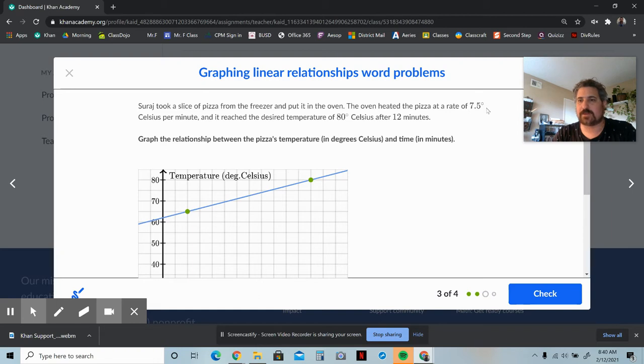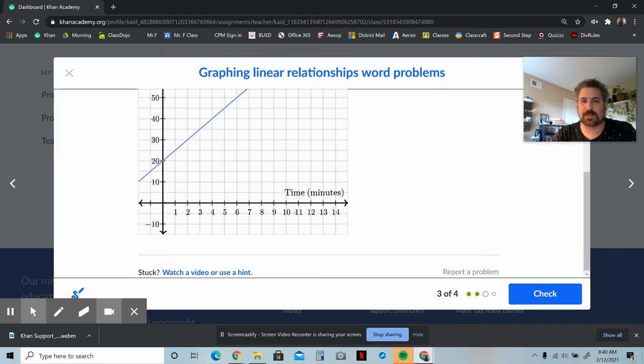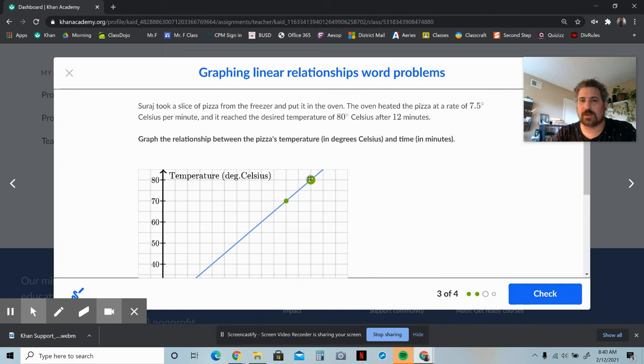So 7.5 isn't going to work, but if you double 7.5, that's 15, right? So what do we know? We know that 2 minutes prior to 12 minutes, so let's go 2 minutes prior to 12 minutes at 10 minutes, we know it's going to be 15 below the 80. So 80 minus 15 would be at 65.